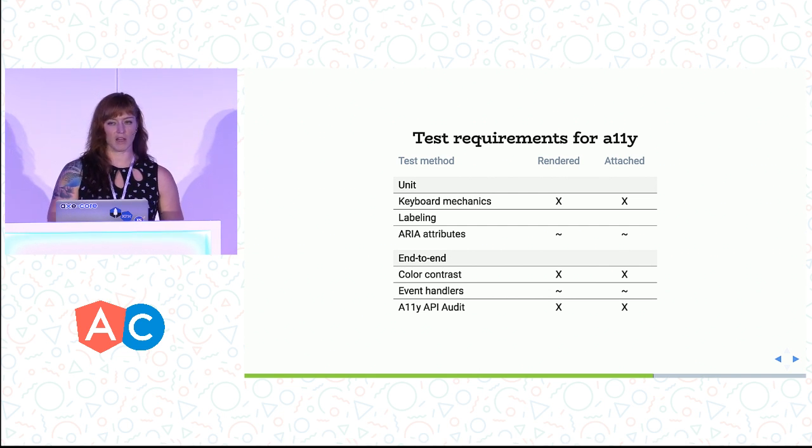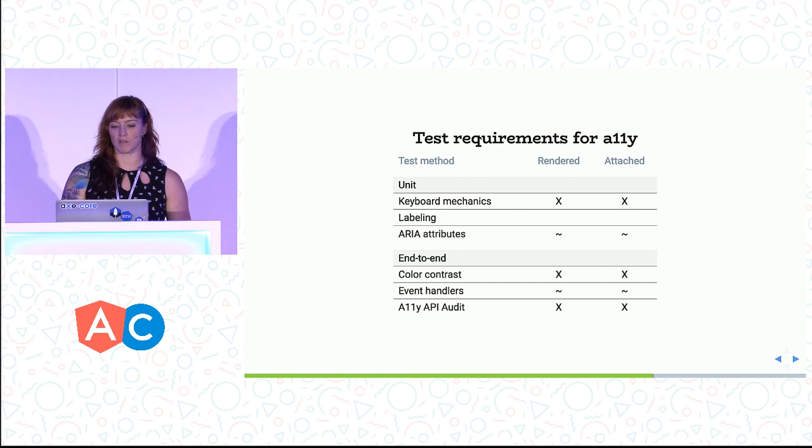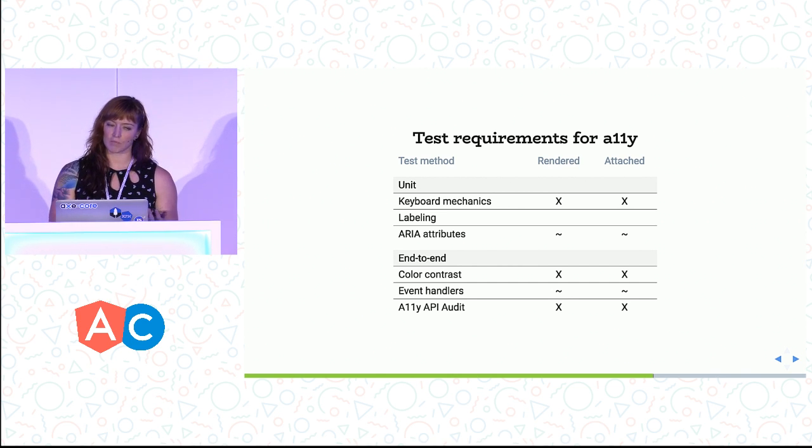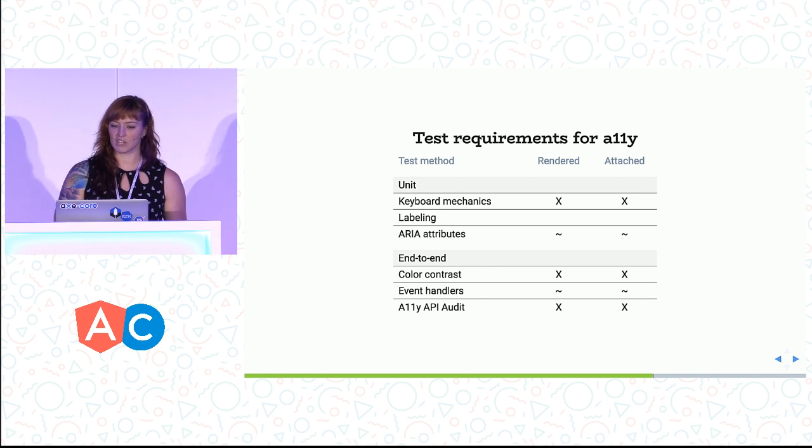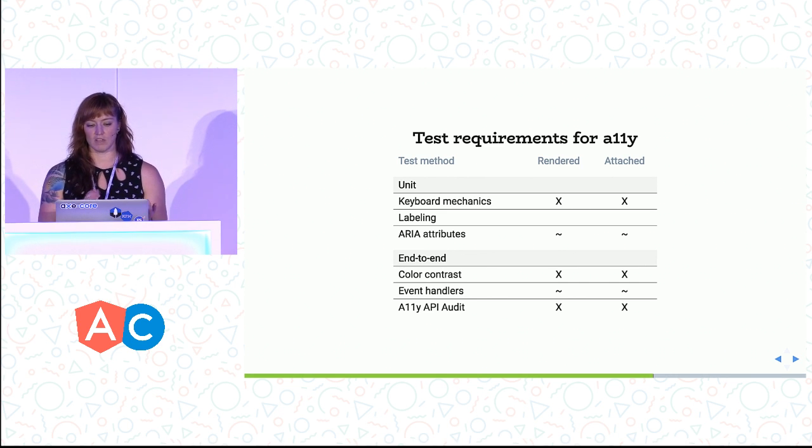Keyboard mechanics, absolutely, needs to be rendered and attached because we need window methods and browser methods to be able to run those keyboard events. Labeling, you could probably get away with the shadow DOM, just if it's an isolated component, you could just check that it's labeled correctly. ARIA attributes, it's arguable whether you would need it to be rendered and attached. You probably would need it to be rendered if you were having multiple components talk to each other.